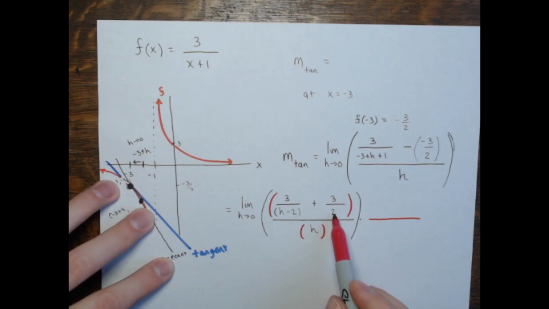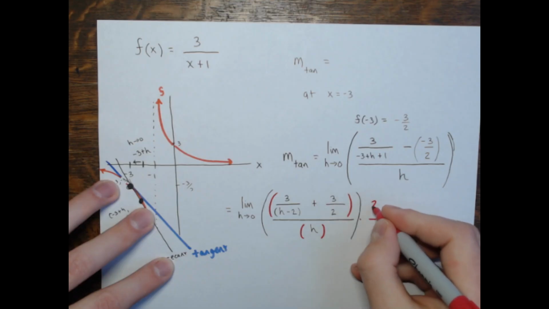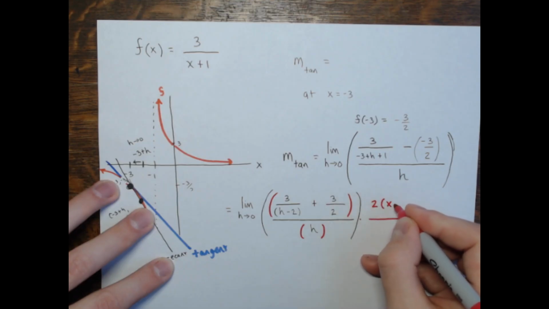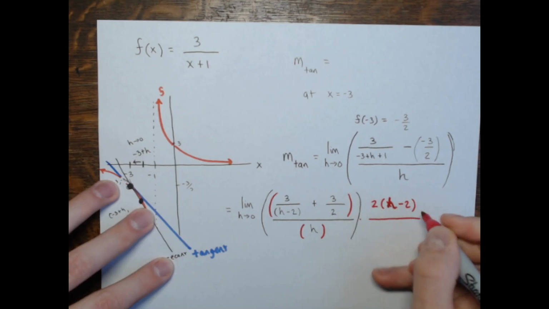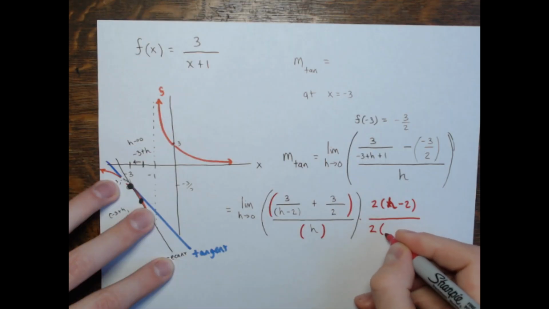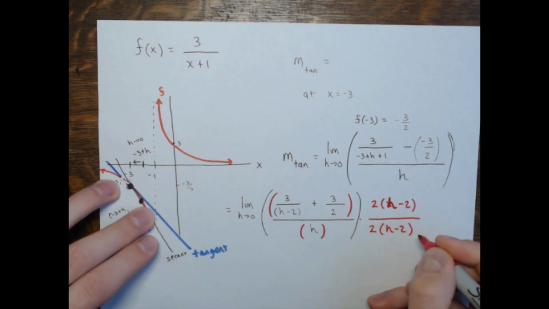The LCD, the least common denominator, would just simply be 2 times h minus 2, right? And those are the only denominators I see. There's 2, h minus 2, and 1, right? This thing down here is technically h over 1. So I multiply by those, 2 and h minus 2, h, not x, sorry, h minus 2. Same down here, 2 times h minus 2.